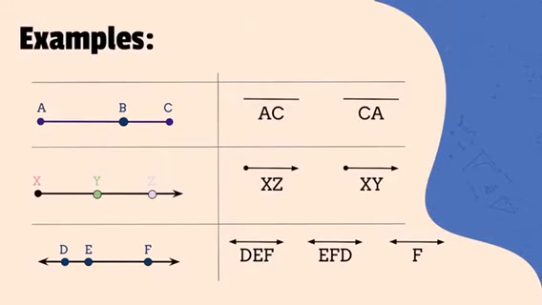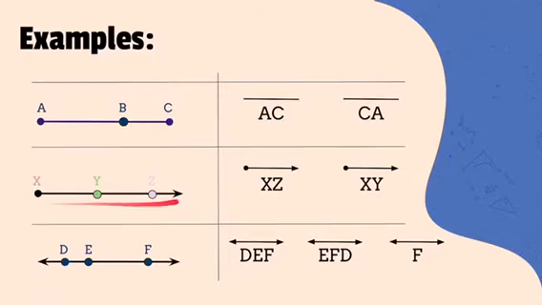Now, we'll look at some examples. Here, we have a line segment. So therefore, we must put line segment signs above. And we can name this, for example, as line segment AC. Or we can name it line segment CA. When naming line segments, remember the direction can change. Now, we'll name a ray.